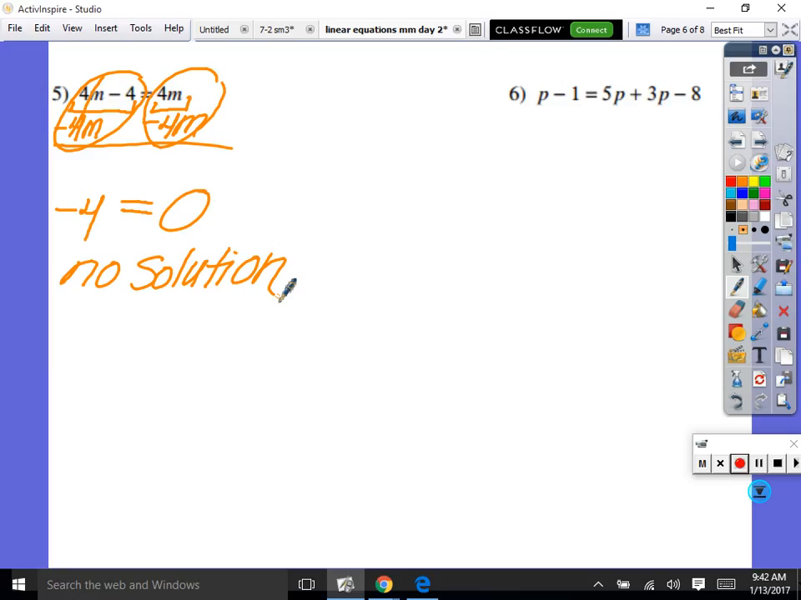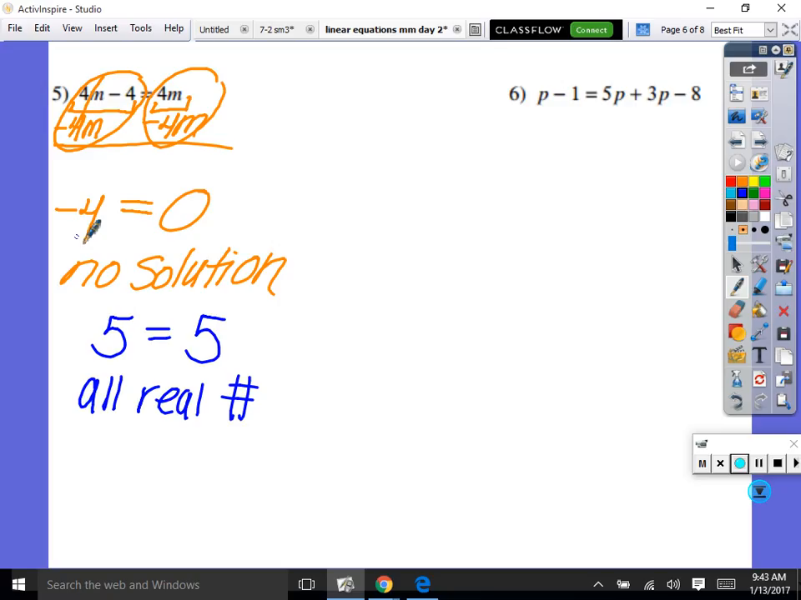Now, here's one thing to note. Let's say that happened, our variables canceled out, and we got this: 5 equals 5. Isn't that a true solution? That's not our solution, but that's a true statement is what I meant to say. So if it was a true statement, then it would be all real numbers, which means no matter what number I plug in for n, 1, 2, 3, 4, 5, 6, it's going to come out an answer. Does that make sense? It's going to come out a true statement.